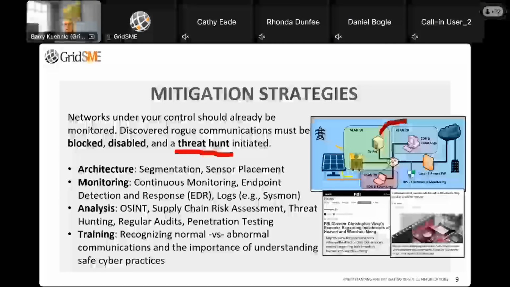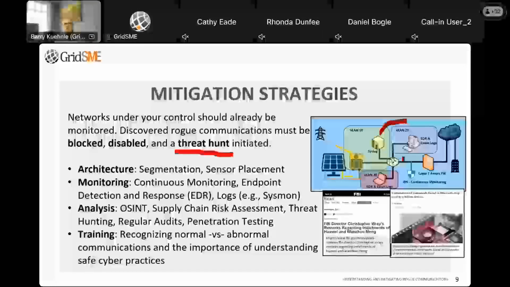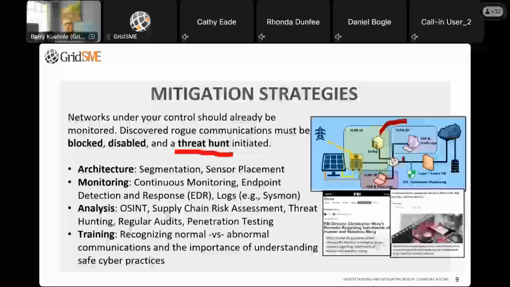So you can actually, again, put controls in your switch to look at and control that access as well. Sensor placement: you want to make sure that the sensors you put into these environments are monitoring the things that are critical to you.